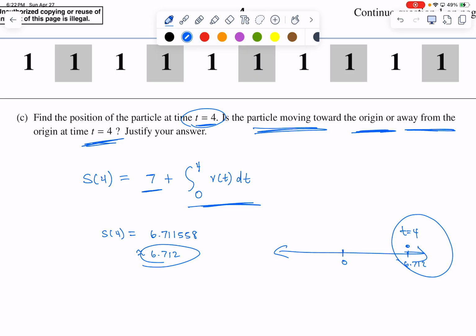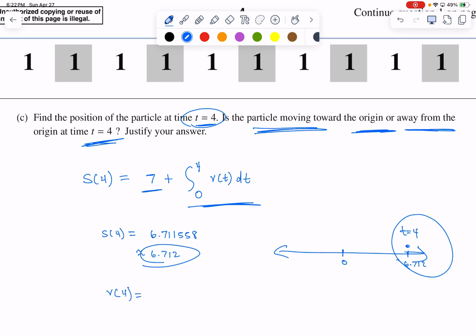Velocity. Velocity tells you direction. If velocity is positive, which way are you moving? To the right. If velocity is negative, you're moving what? All right, so you just need to figure out V of 4. Can you figure out V of 4?